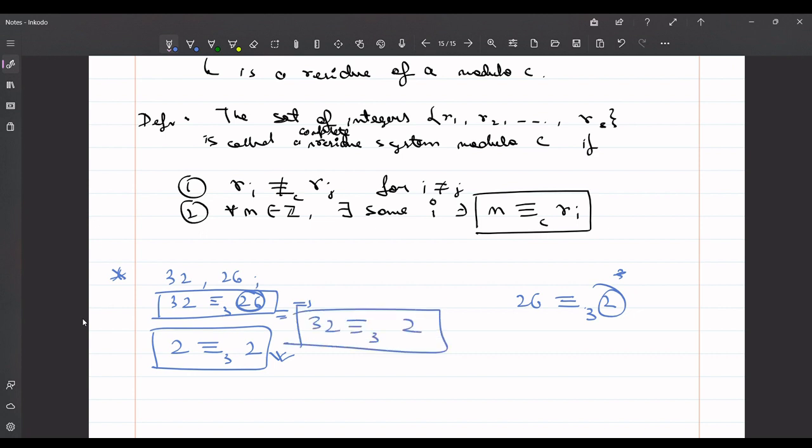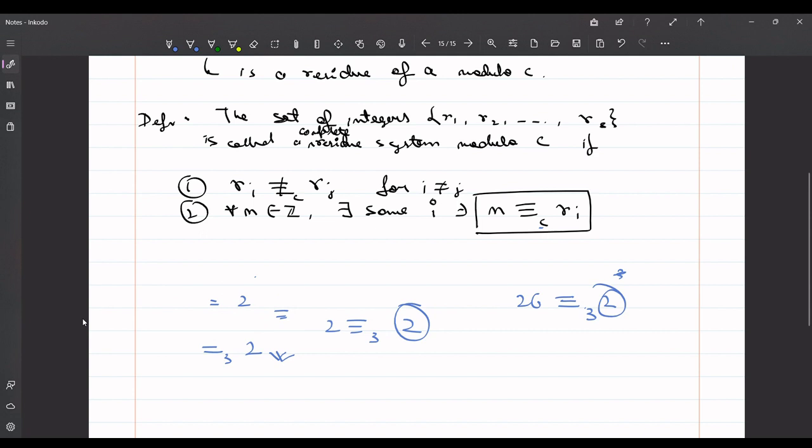Okay, is it understood? The right hand side is simply the remainder you get when you divide 32 by 3. Okay. So whenever in a congruence, the right hand side is less than the modulo you are given, then that is simply the remainder you get when you divide the number by the modulo. Is it clear? This is what I was trying to explain. Got it? I'm rubbing this portion. This was just an idea.